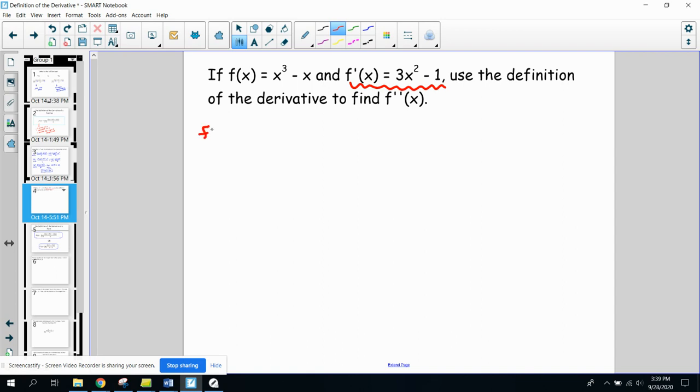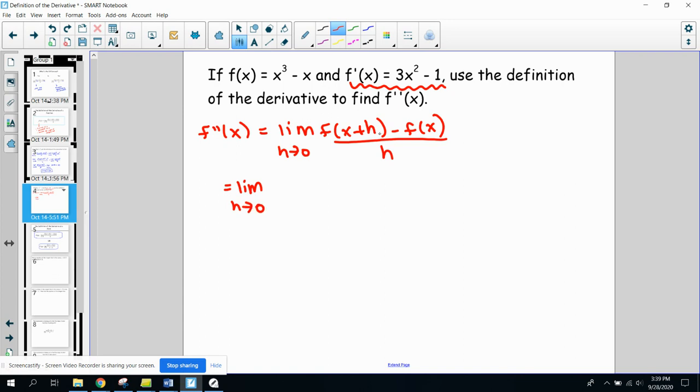So now if I want to find f double prime of x, which is my second derivative, I'm going to do the limit as h approaches 0, and I'm still using my definition of the derivative for the limit here. So this is my basic skeleton that I'm using here. And now I'm just going to plug in. So I'm just going to make more space here. So limit as h approaches 0.